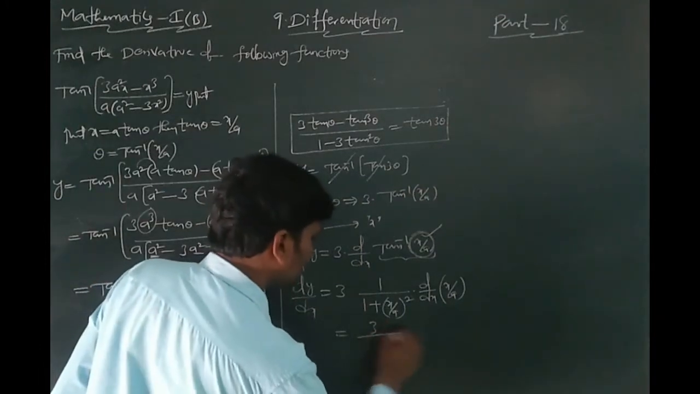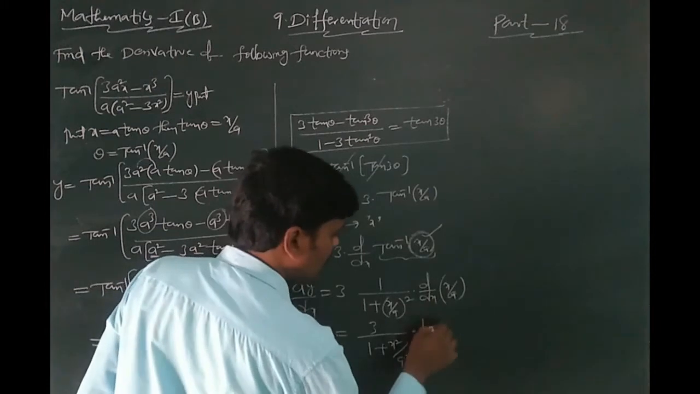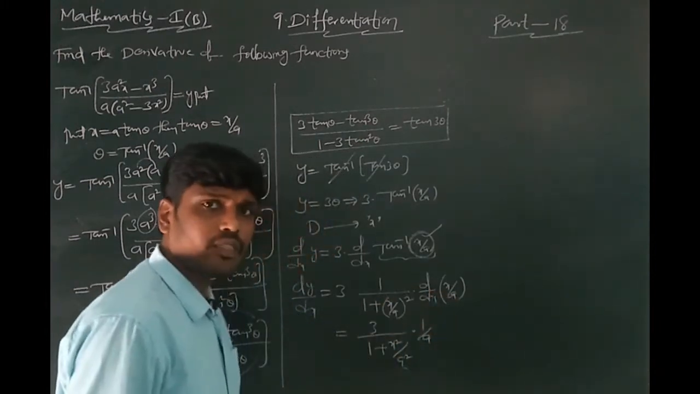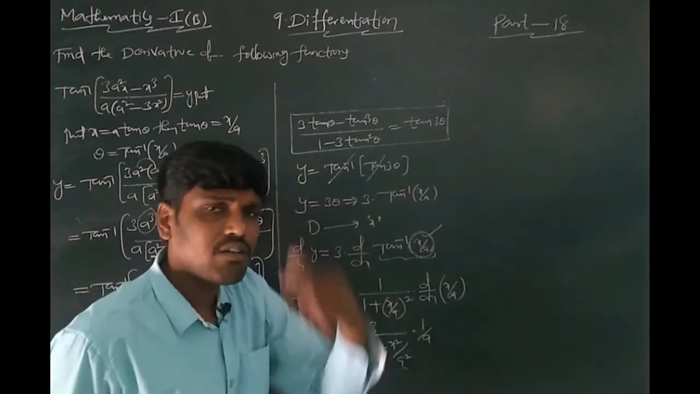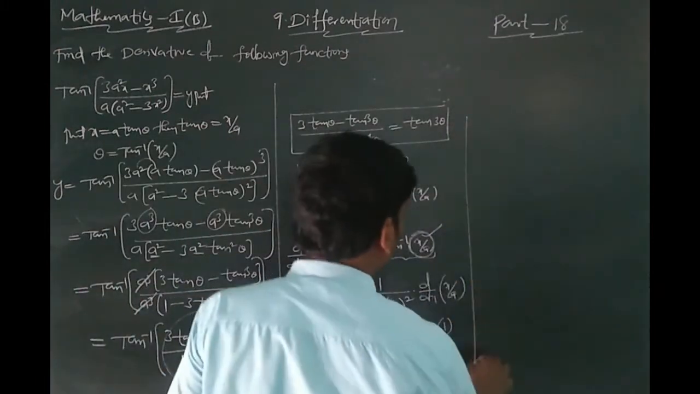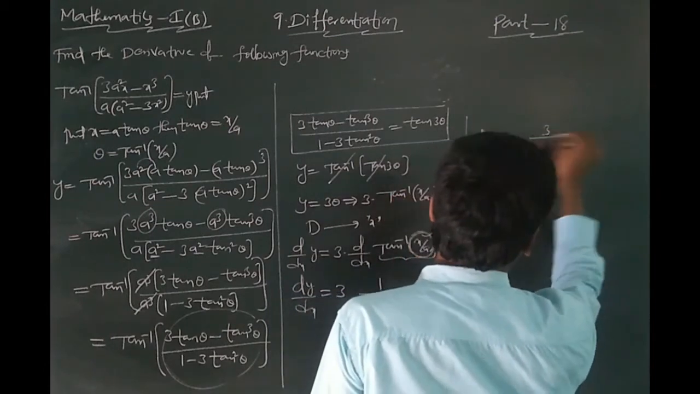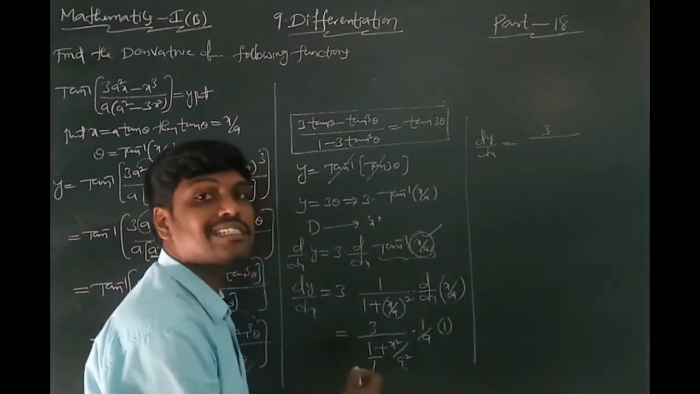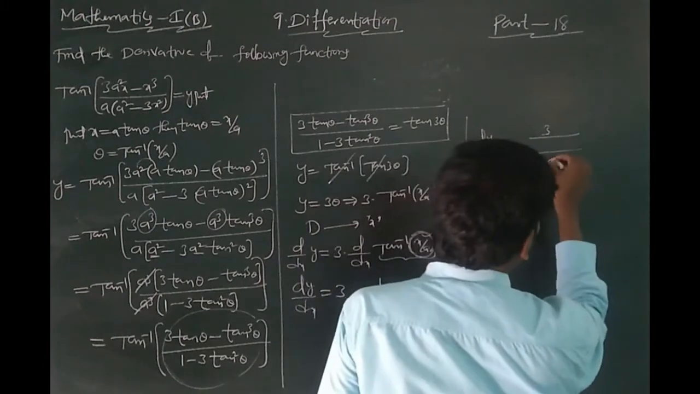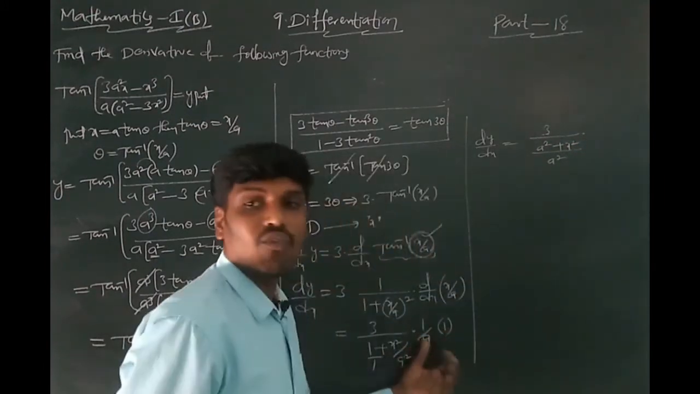After that we can write 3 by 1 plus x square by a square into, here 1 by a is common. The derivative of x is 1. After that we can write dy by dx is equal to 3 by, here you can take the LCM. What is the LCM? LCM is a square. You can write a square plus x square into 1 by a.